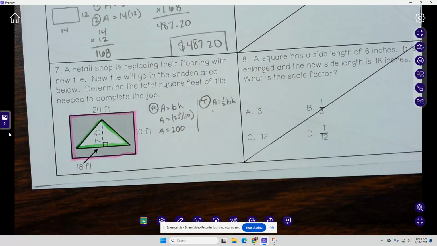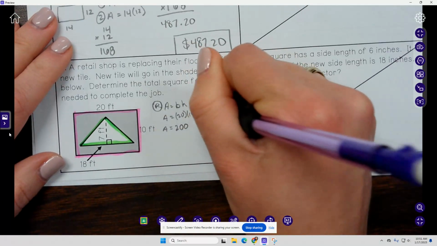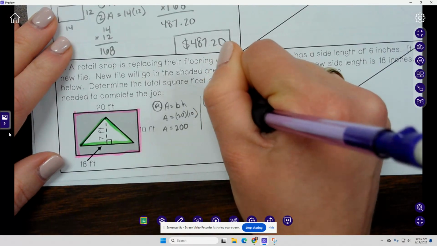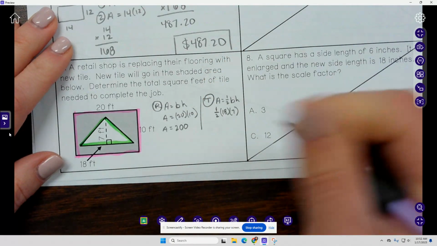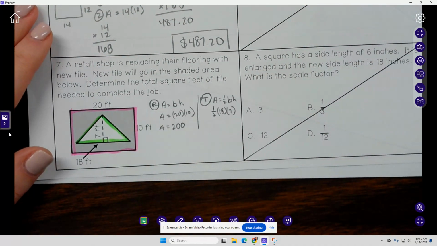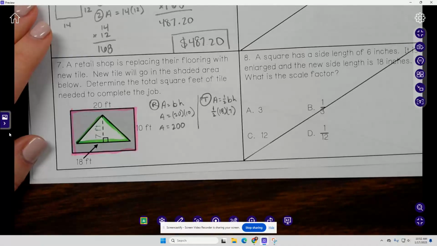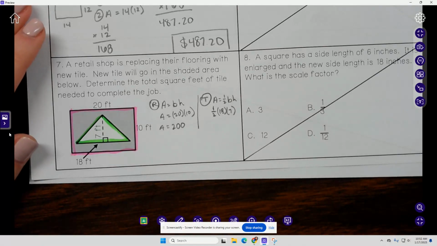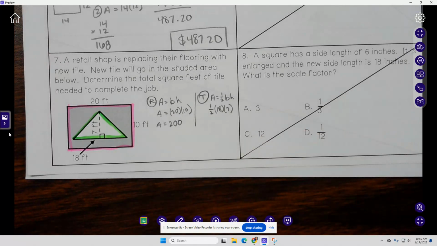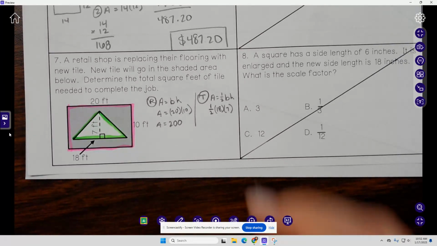Whoops. I'm going to scoot it over real quick so I have more room. So the base is 18 and the height is 7. So go ahead and pause the video and solve. Okay, after you solve that, it's 18 times 7, which is 126. 126 divided by 2 is 63.